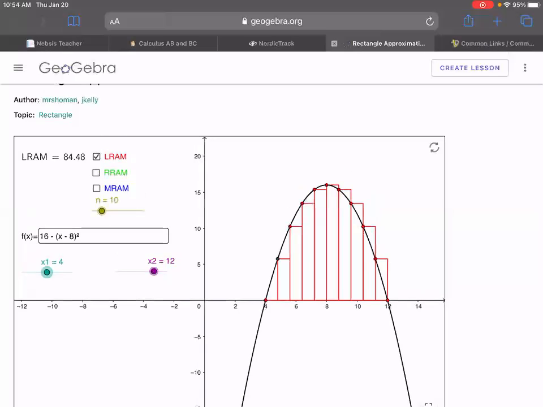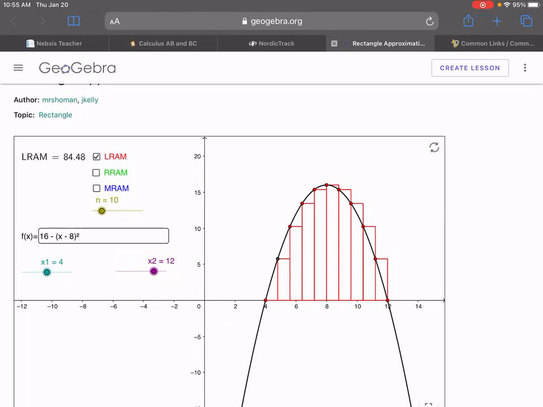Here I have a curve, and here I have rectangles. Do you notice how the left corner of our rectangle is on the curve? Now these green rectangles, these are right end, so the right corner is on the curve. Or here, the midpoint of our rectangle is on the curve. Do you see that? I'm going to go back to our red ones.